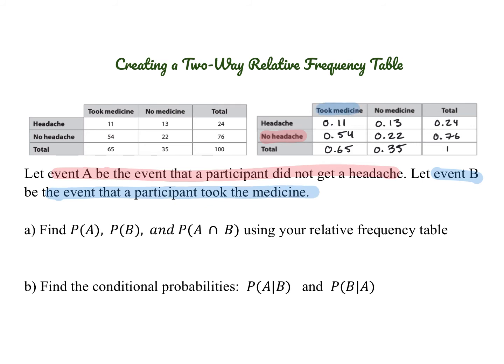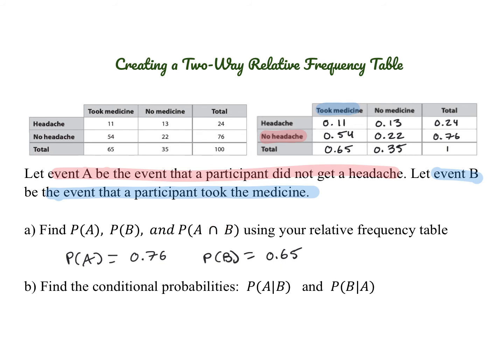So if we're asked to find the probability of event A happening, we can just look across our no headache, and we see it's 0.76, which is a probability. Since we've already divided it by our total, this is already a probability as a decimal, which is one way to write a probability. Now for the probability of event B, I find my B, which is the participant took the medicine, and I see of all the people, we have 0.65, so that's our probability that they took the medicine. And then last, we want the probability of the intersection of A and B.